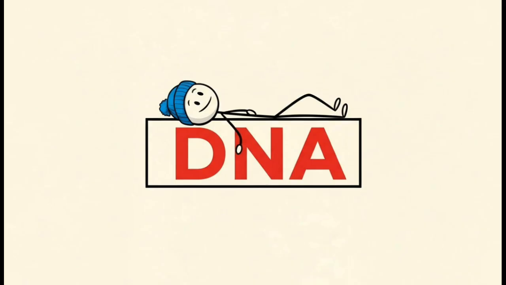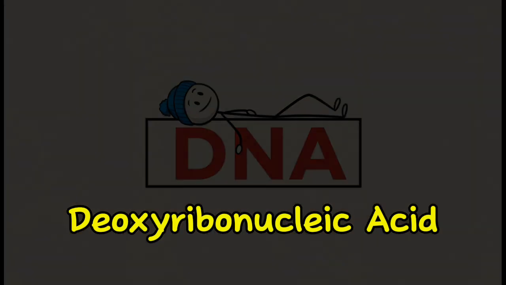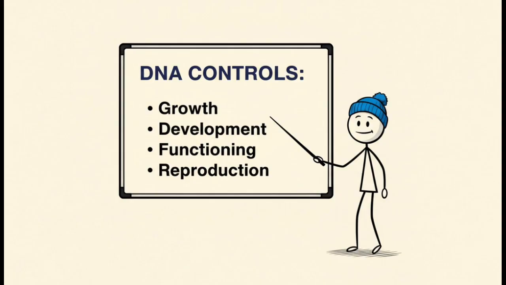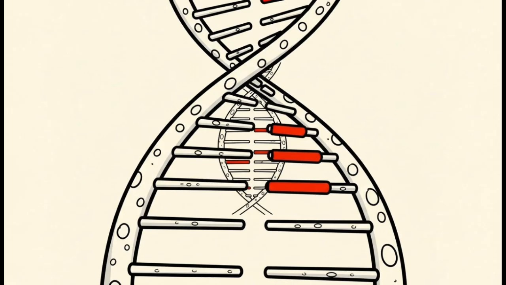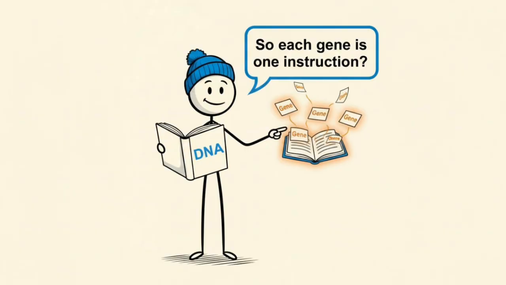Now let's talk about DNA. DNA means deoxyribonucleic acid. DNA is a very long molecule that carries all the instructions that make you who you are. It controls growth, development, functioning, and reproduction in living organisms. Inside DNA, we have genes. A gene is a specific part of DNA that controls a particular trait, like eye color or blood type. So remember this: DNA is the instruction book, and genes are the individual instructions.